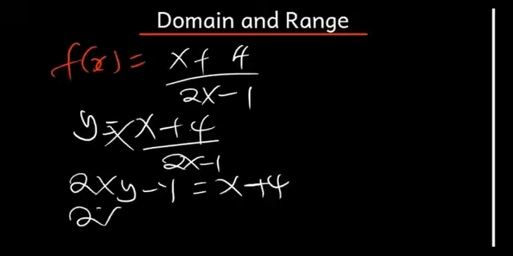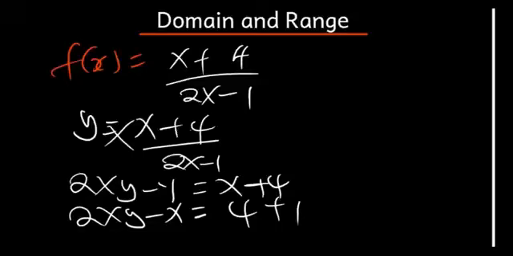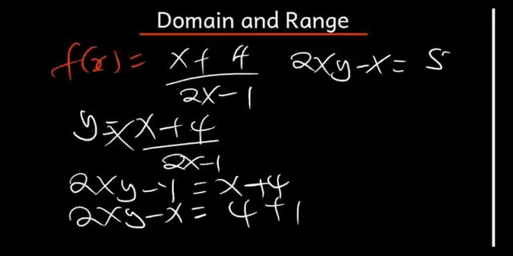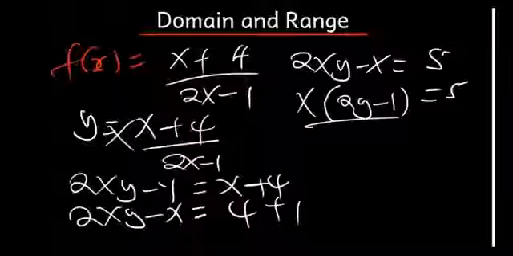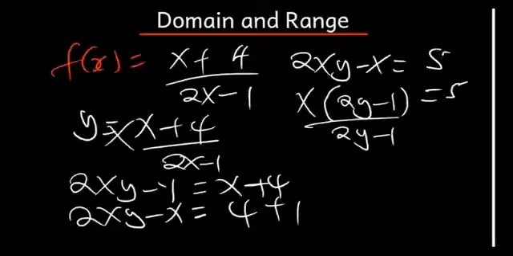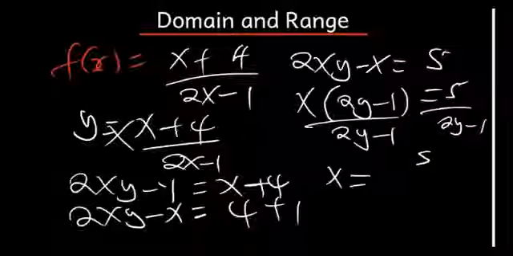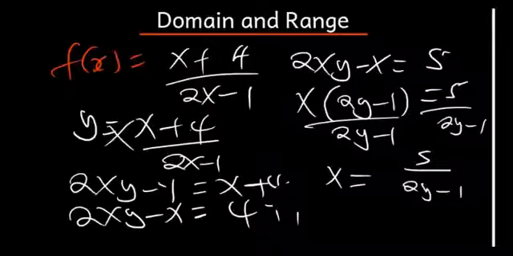So we're going to have 2xy minus x is equal to 4 plus 1, which is going to be 5 that side. So you have 2xy minus x is equal to 5. We can make x the subject of the formula. This is going to give us x times 2y minus 1 is equal to 5. We divide both sides by 2y minus 1. x will be equal to 5 over 2y minus 1. So that is the inverse of the function.